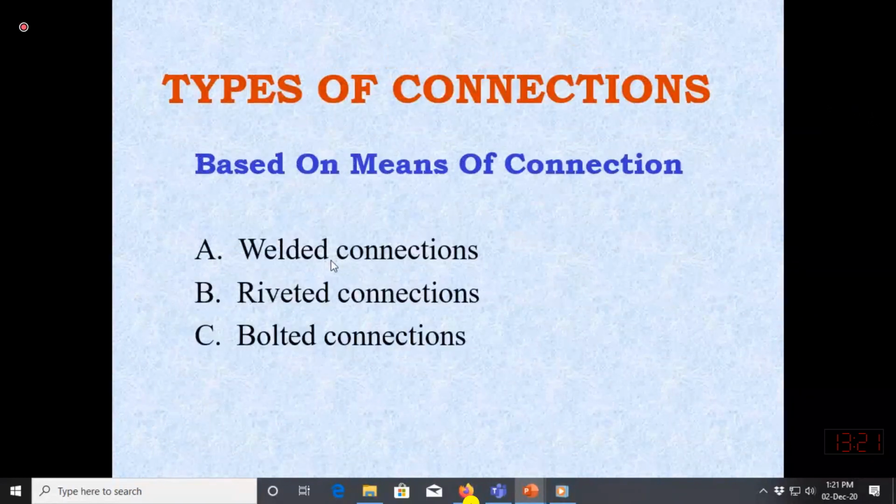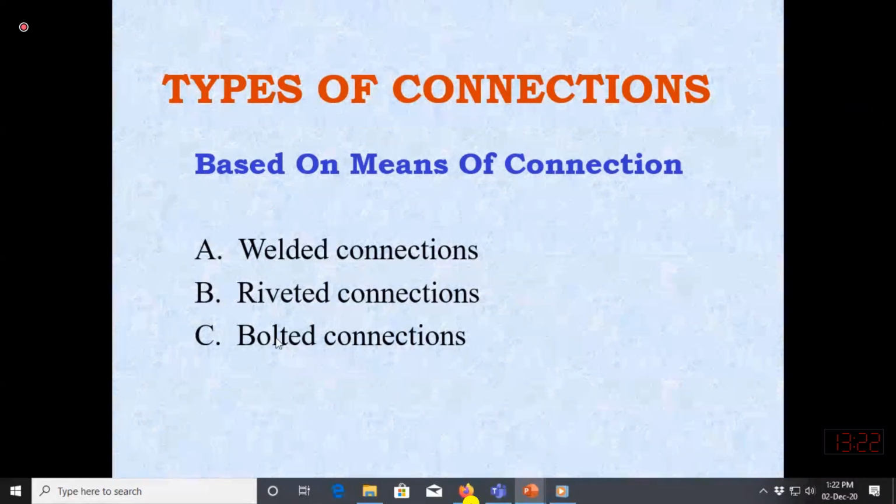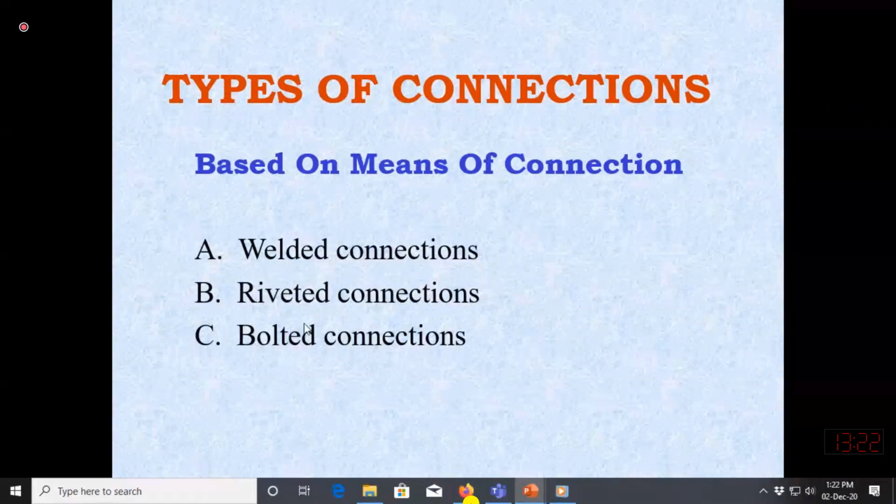So what are the different types of connections? We have three types of connection. Number one, we may weld one member with the other member, or we can use fastener type of connection. With reference to fasteners, we have two connections: one may be riveted and the other bolted. What is the difference between rivet and bolt? In the bolted connection, we punch the hole in both connecting members, and we use a bolt and tighten it with the help of a nut on the other side.